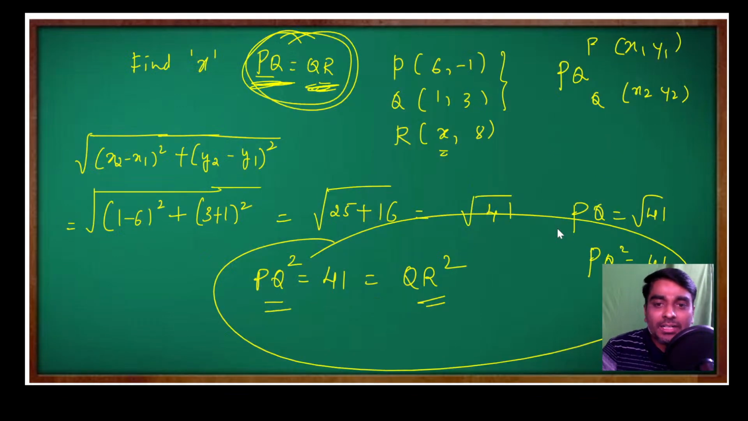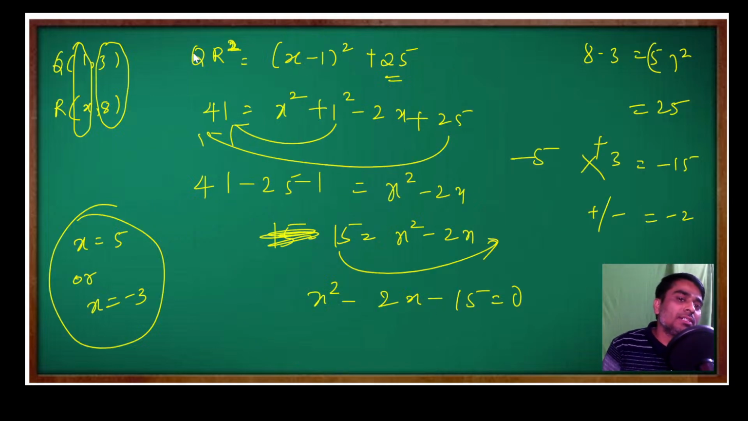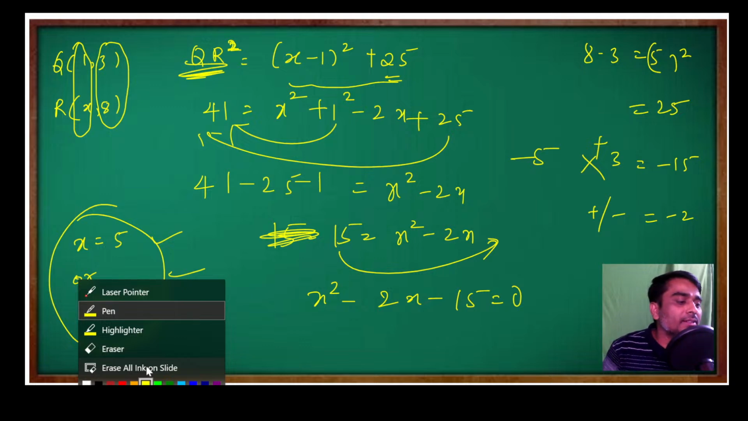So what all did we do in this question? Distance formula. First we found out PQ square and equated it to QR square. Then we used QR square with the distance formula and we got our x value. So distance formula is used 2 times here. Yes. Next one.